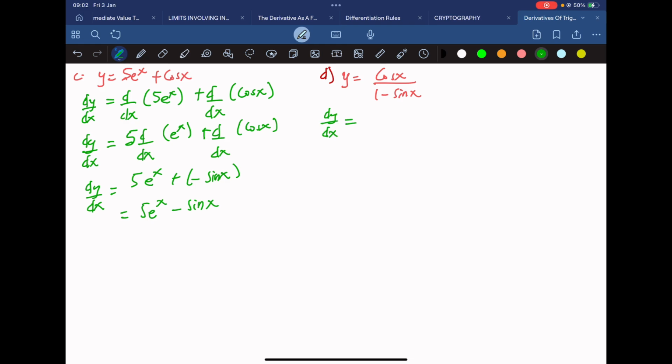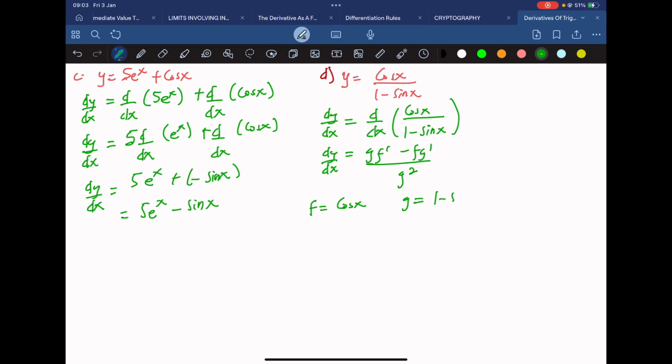So in this case, we just want to differentiate cosine of x over 1 minus sine of x. And remember the quotient rule, so we have dy dx, this is equal to g of f prime minus f of g prime out of g squared. Your f is always your numerator, your g is always your denominator, your f prime, if you differentiate cosine of x, you have negative sine of x. If you differentiate 1, it goes to 0, so you have negative. Then if you differentiate sine of x, you get cosine of x.